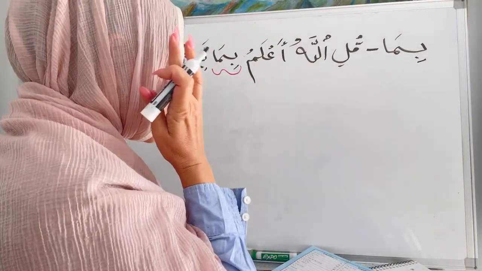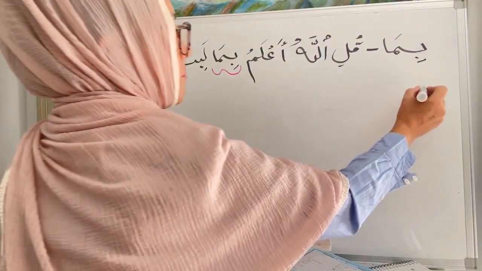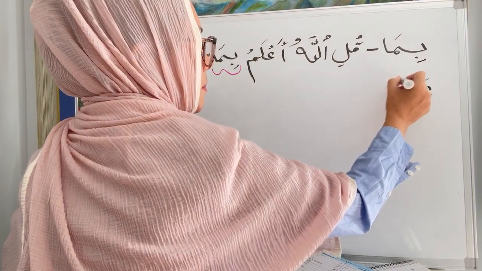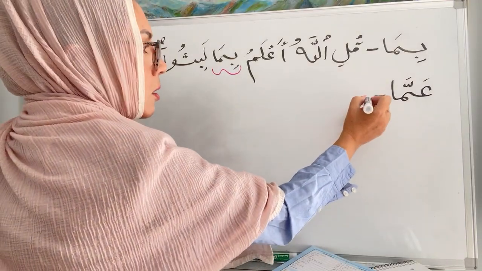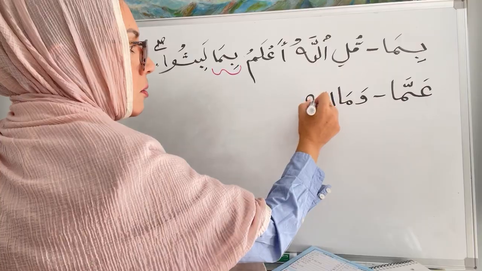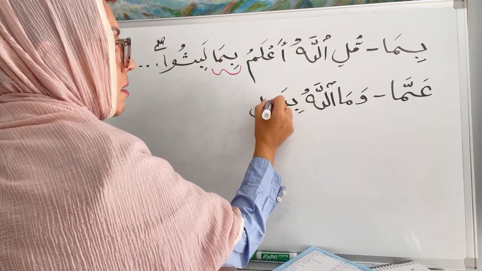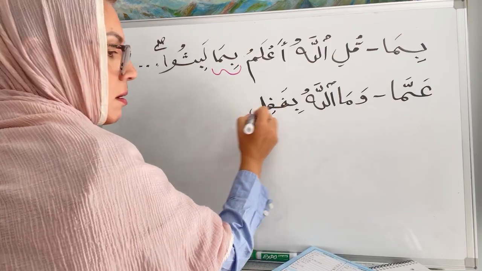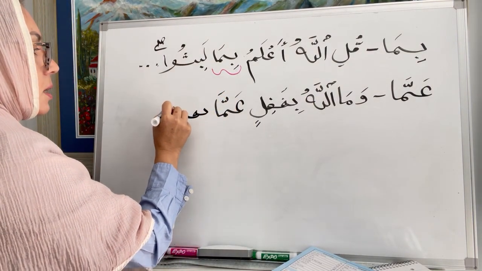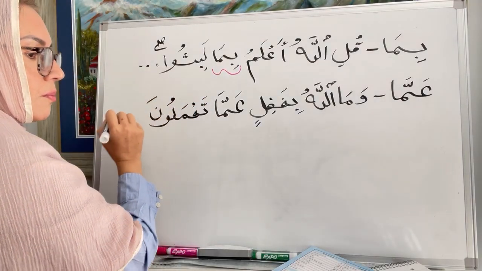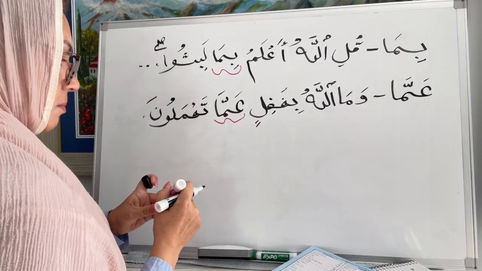All right, the next one we have is an and ma together, and it becomes amma. Here it means about what. Wa mallahu bi ghafilin amma ta'malun. Stop here. So here's the word we're looking for, amma, meaning about what.